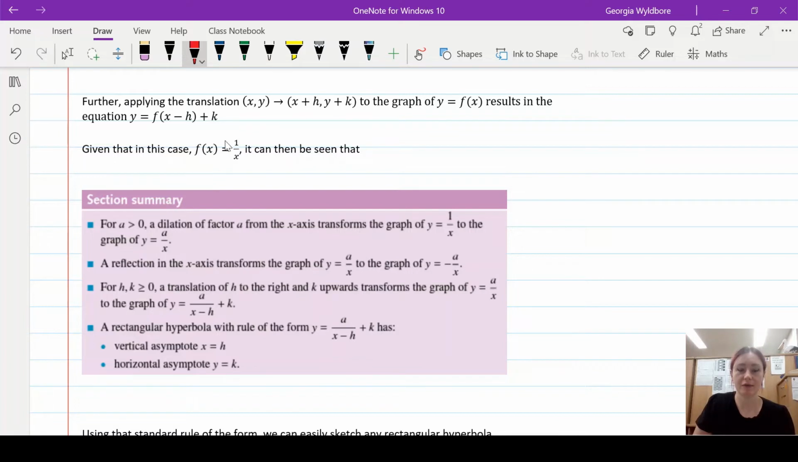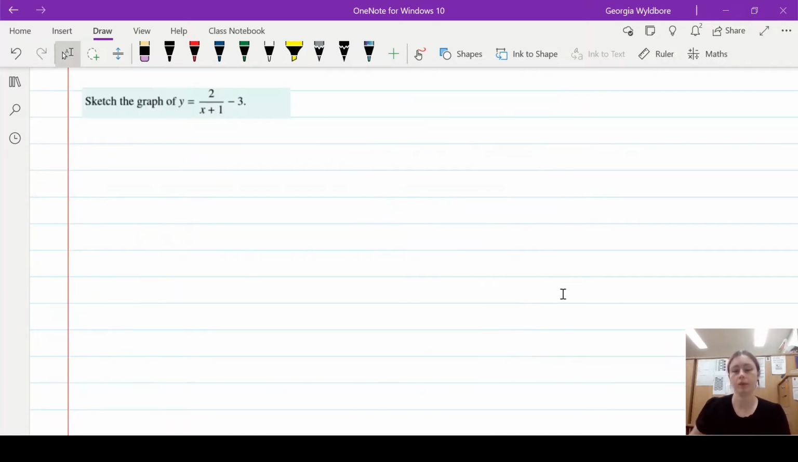Since, in this case, f of x is 1 over x, this is the important dot point here: you end up with y equals a over x minus h, plus k, where a is your dilation factor. h is going to be your vertical asymptote, k is going to be your horizontal asymptote. So this example is asking us to sketch the graph of y equals 2 over x plus 1, minus 3.